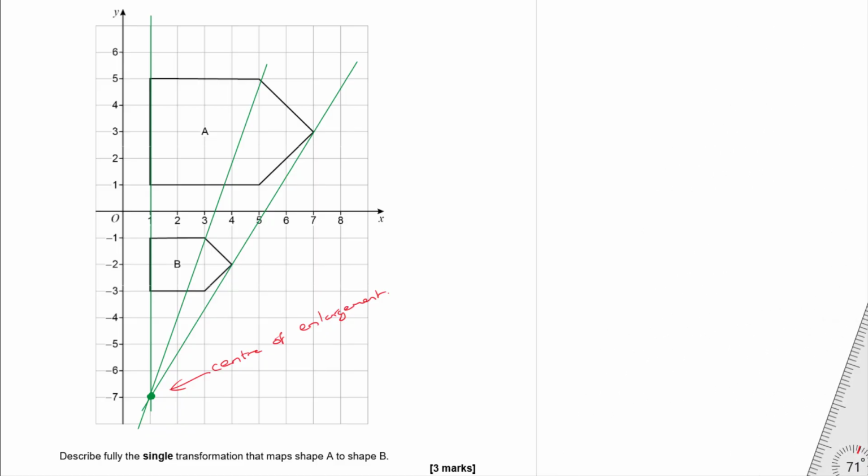Now, to describe a transformation of this type, an enlargement, I need to know three things. It tells you here the number of marks, how many things you need to say in order to get it. So to get all those 3 marks, the first thing I need to say is the type of transformation it is. It's an enlargement, so that is worth 1 mark by itself. And then the next thing would be to mention where the center is. So where is the center? The center is that point down there. It's (1, -7), isn't it? So it's centered at (1, -7).